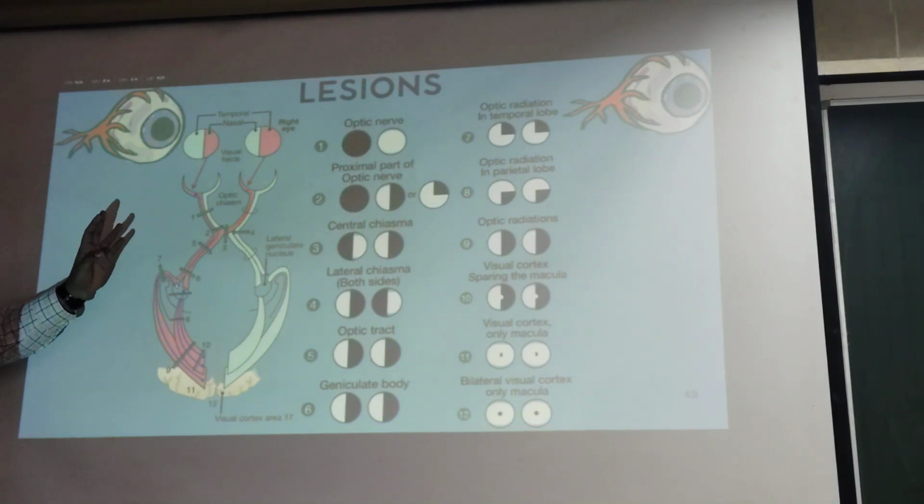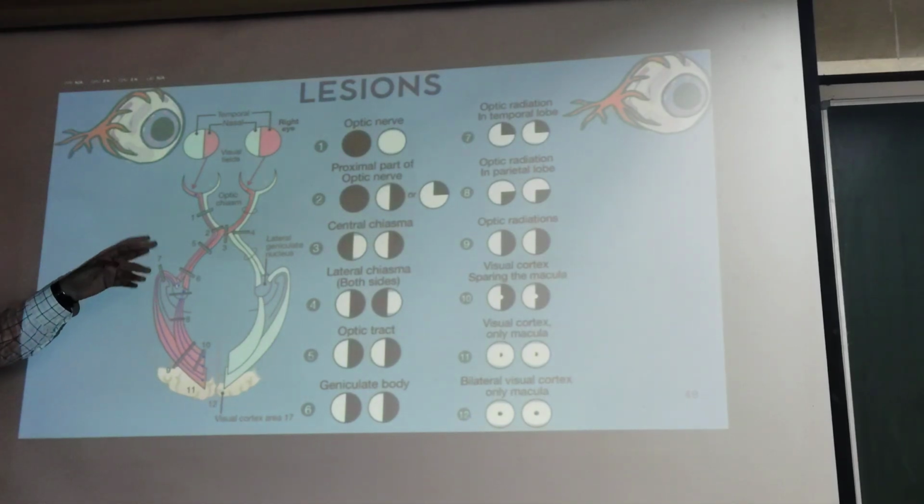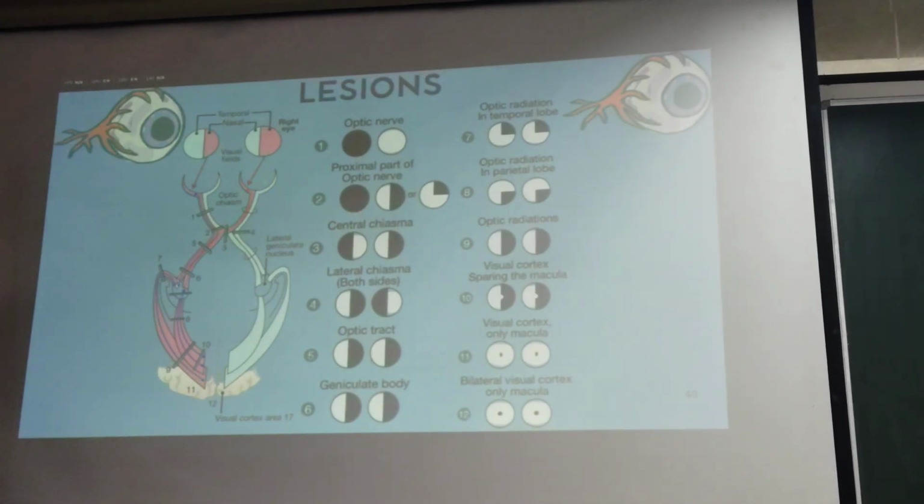The third one will be the bitemporal hemianopia, which was in the exam. So it occurs due to the pituitary adenoma. So it will cause a deflection of the lesion in the nasal fibers from both the sides, causing bitemporal vision loss. Fourth one will be the lateral chiasma.